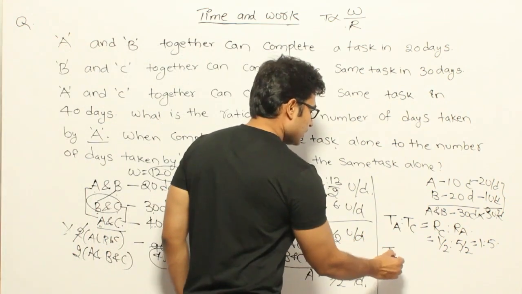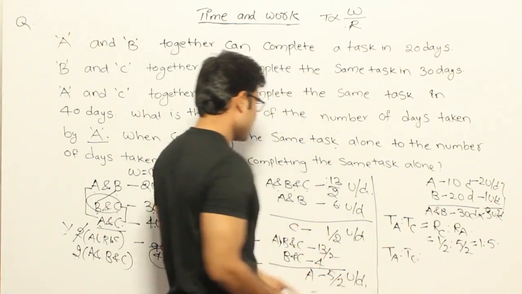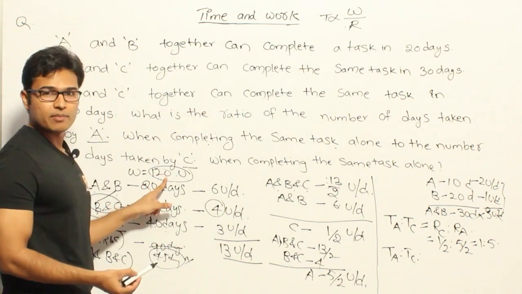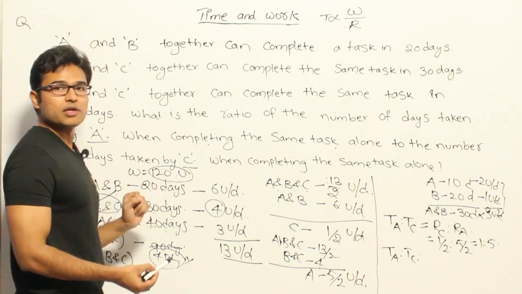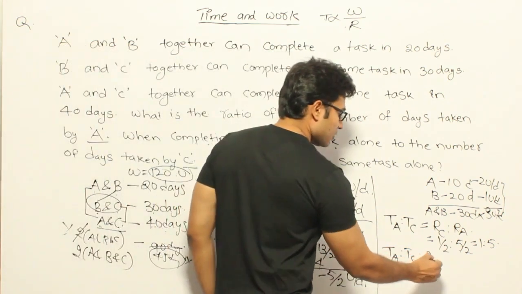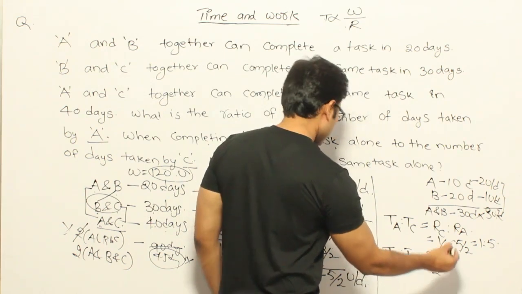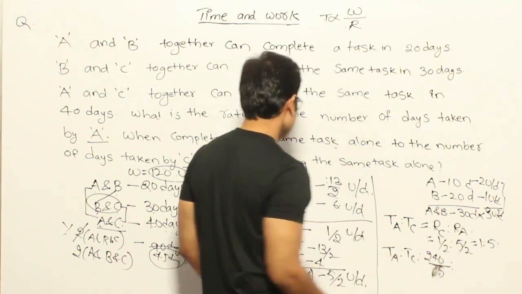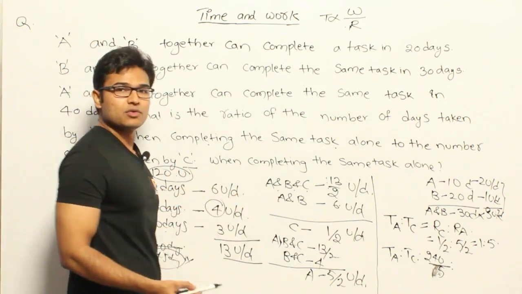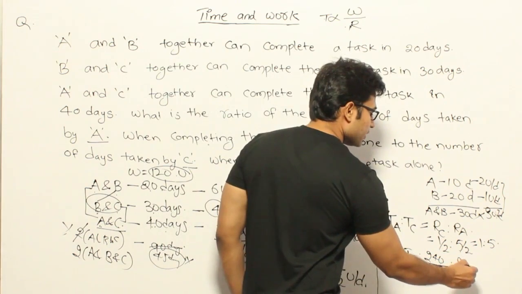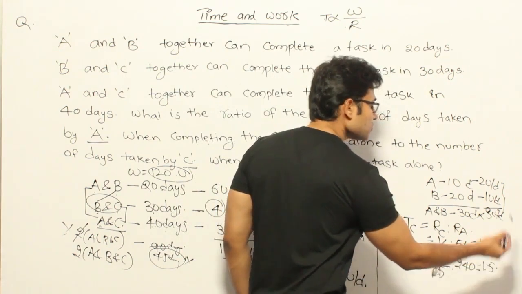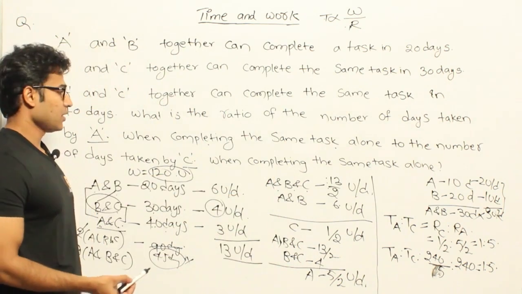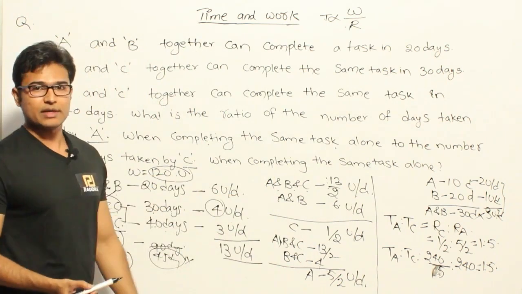Okay, let's say TA is to TC. Now let's try to find out the time taken by A. Time taken by A is 120 by 5 by 2, which is nothing but 240 by 5, isn't it? So you can write 240 by 5 is to 120 by 1 by 2, which is nothing but 240. Now again you are going to get 1 is to 5, right? Either you can do like this or you can do this way. Okay, so that is the final answer. 1 is to 5 is the final answer.